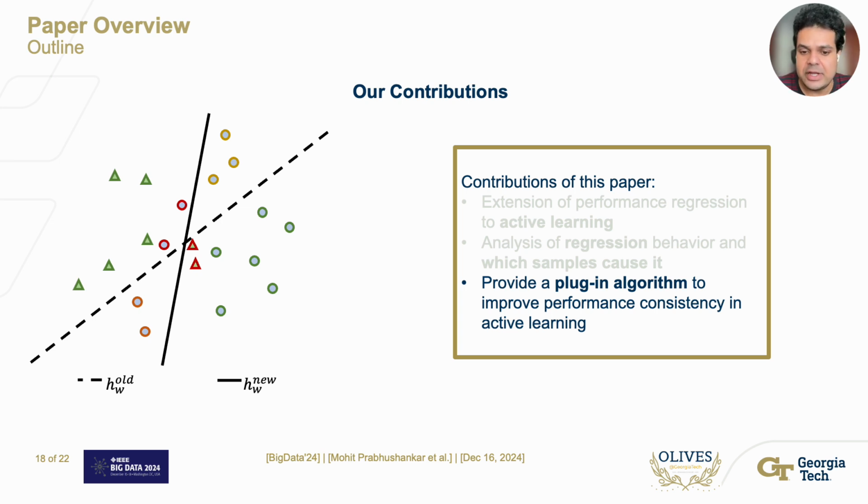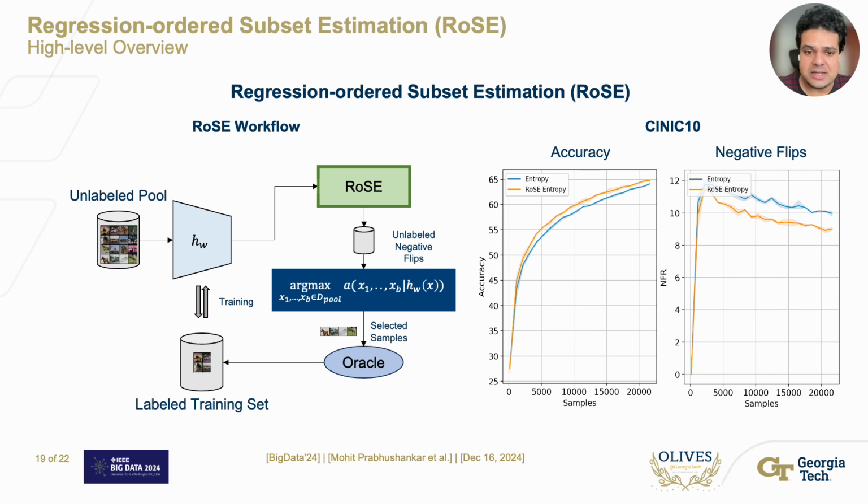So we now arrive at our third contribution, where we provide a plugin algorithm to improve performance consistency within an active learning framework. The next three slides will give a very high level overview of our method itself. In this slide, I bring back the active learning workflow that we talked about initially. The difference from the previous time we showed this slide is that there is an additional Rose block. Everything else in terms of the acquisition function, the labeled train set, and the unlabeled pool remains the same. The only difference is that we add something called regression ordered subset estimation, which is the name of our method, that only selects the unlabeled negative flips.